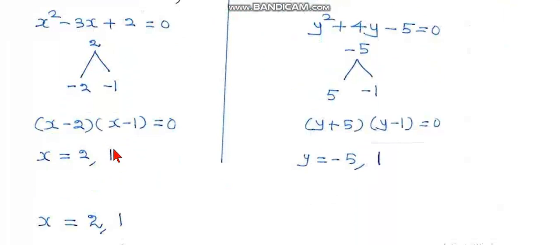You can factorize this. 1 into 2 is 2, so the product must be 2, sum must be minus 3. So it can be split up as minus 2 into minus 1, so that the product is 2, sum is minus 3. That is (x minus 2) into (x minus 1) equal to 0, x equal to 2 or x equal to 1.